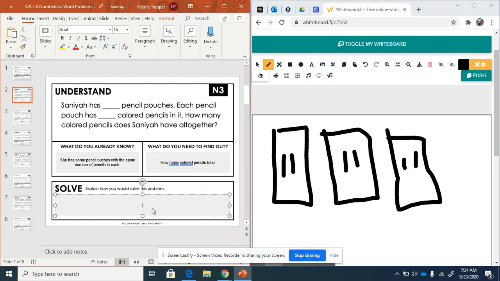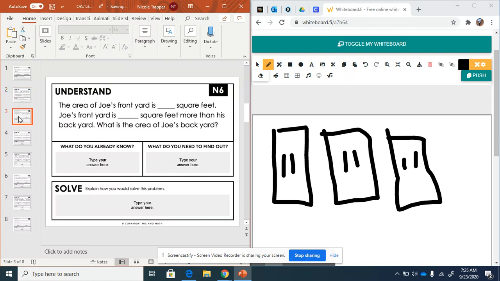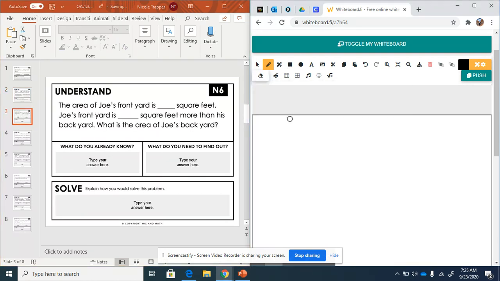So to solve my problem, I would multiply the number of pouches by the number of pencils in each. So this is a multiplication problem. All right, the next one says the area of Joe's front yard is blank square feet.